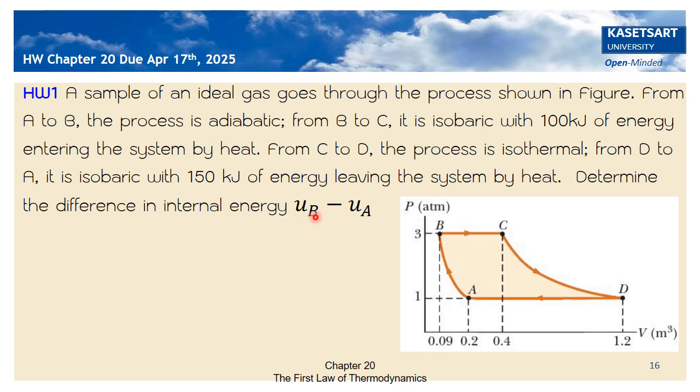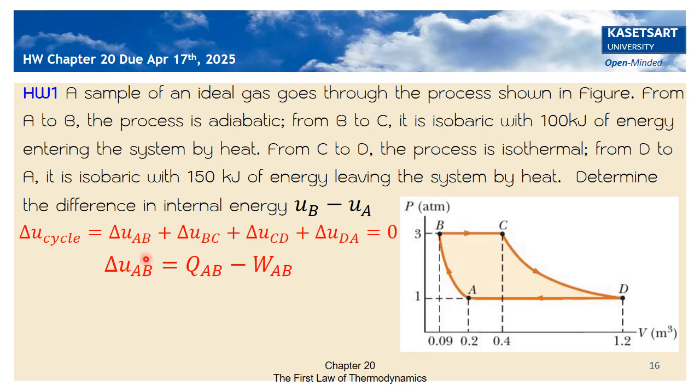So the difference of internal energy U_B minus U_A is the internal energy change from process A to process B. If we consider the internal energy for the cycle from A to B, B to C, C to D, and D back to A as a full cycle, then the internal energy change will be zero, because the thermodynamic parameters P, V and T are the same, so the internal energy is the same.